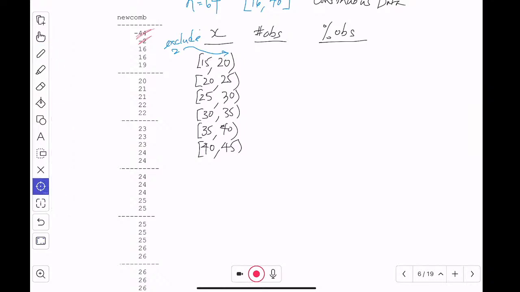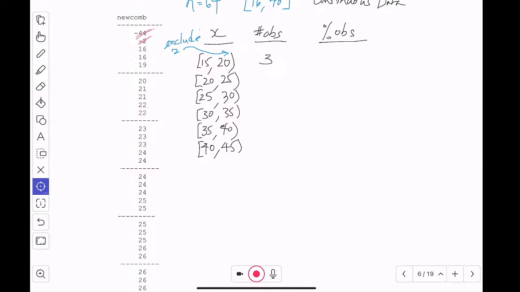Now you have to count how many observations in each of these. In Excel they call it bins. I'll call it classes again. I'll use that terminology. So how many observations fall in this class? You have to just count. And I've broken them up in groups of 5 to make it kind of easier. So you want to go up to 20, but not including 20. The first one is easy, 1, 2, 3.